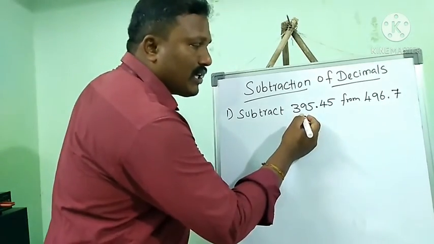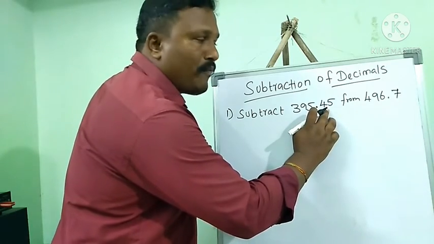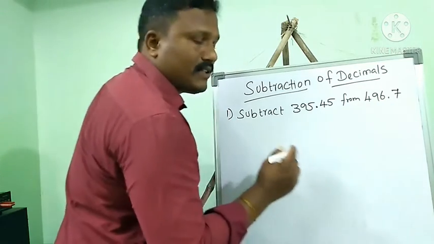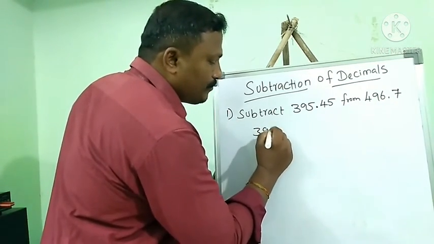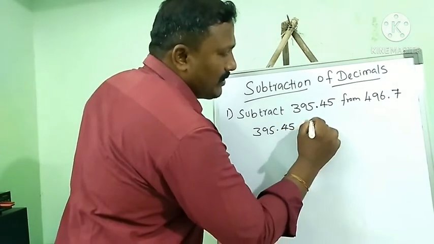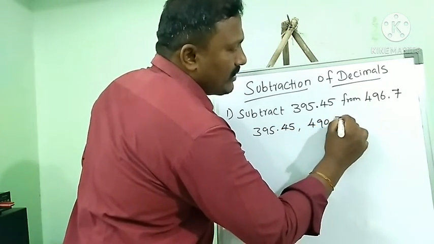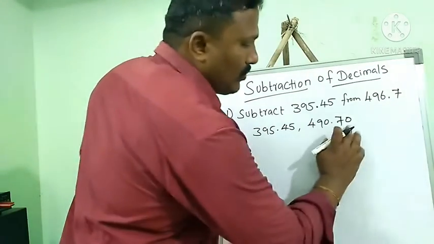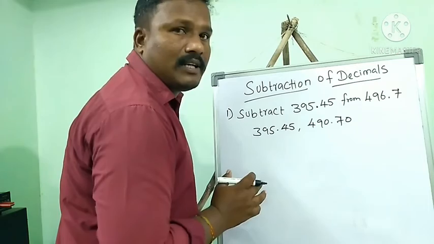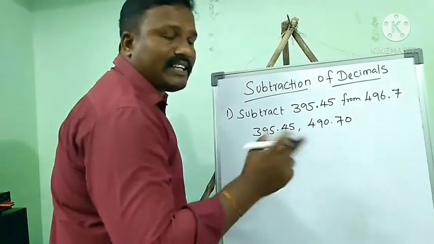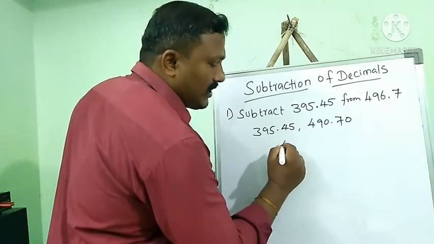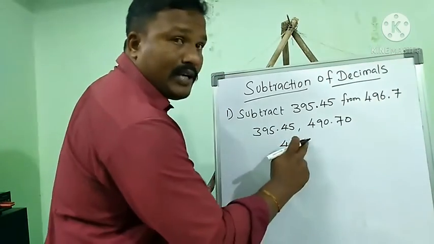The highest decimal place is 2, so you don't need to convert this one; you have to convert this one. So 395.45, comma, 490.70. So now the decimal places are 2 for both, so it's a like decimal. So now we can subtract easily. We have to subtract from this. For that I will write the minuend and subtrahend.